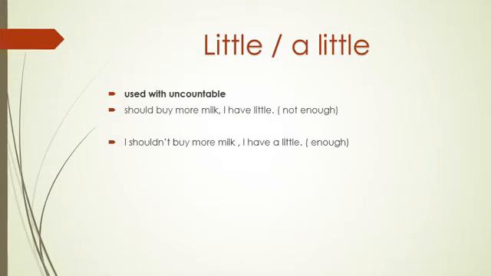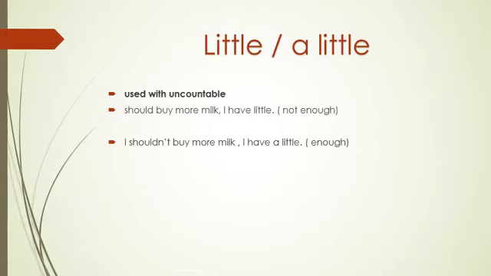Look at the sentence: I should buy more milk. I have little. Milk here is uncountable. This is why we use little. So why little, not a little? Because I should buy more. I have to buy more because I have not enough.